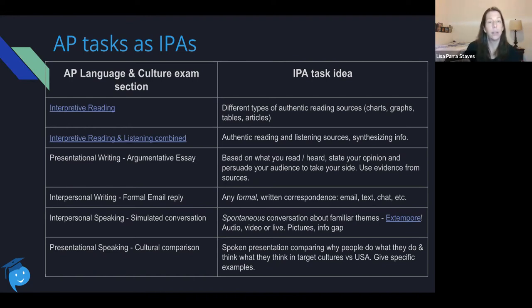Next, on the AP Language and Culture exam, students will go to the presentational writing with the essay, the argumentative essay. An IPA task idea could be as simple as, based on what you heard or what you read, give them some context, give them a theme, state your opinion, and persuade your audience to think the same way you do. This is my opinion, I'm right, and this is why. And they're going to use evidence from their source or sources, hopefully what they read, what they heard.